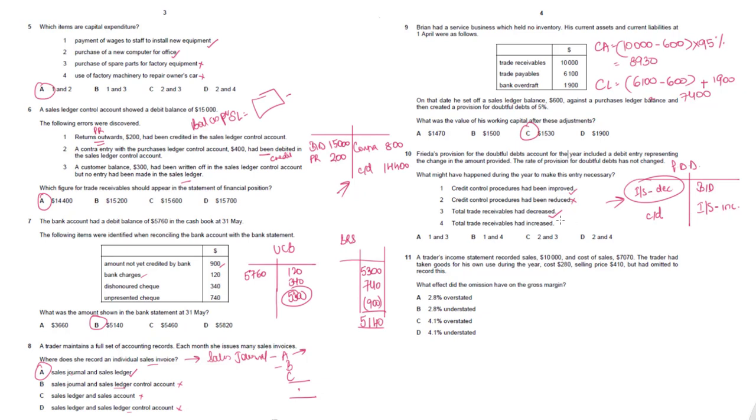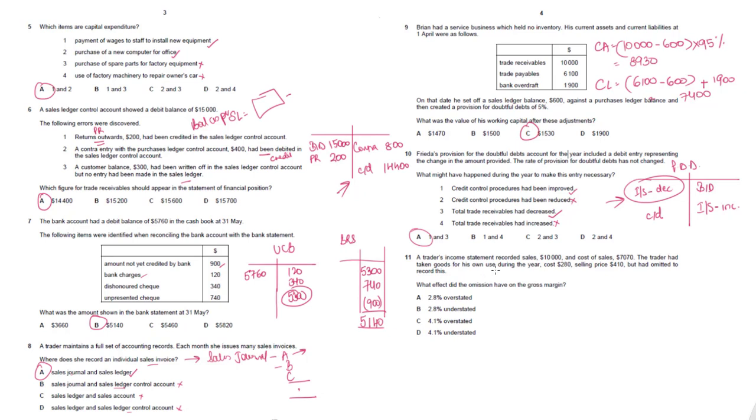Total trade receivables had increased. No, because if the rate is the same and the debtors balance had increased, the provision for doubtful debts balance would have increased at the closing compared to the opening. So 1 and 3 could have happened. So option A, 10A.